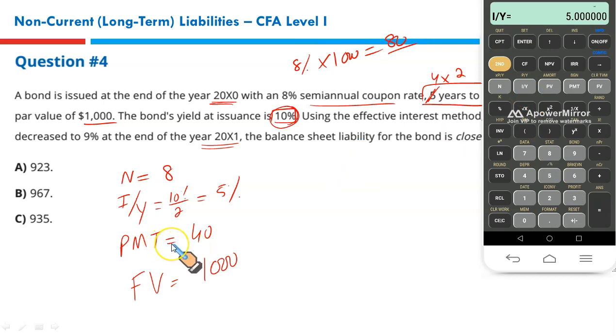Next, the payment, the interest payments, 40, and then you need to press this button, PMT. And then you need to press $1,000, and then you need to press FV, the future value. All values have been entered. You have entered the periods, the interest, the interest payments, and the future value. What you need to do, just need to press this CPT, that compute. We need to calculate the present value.